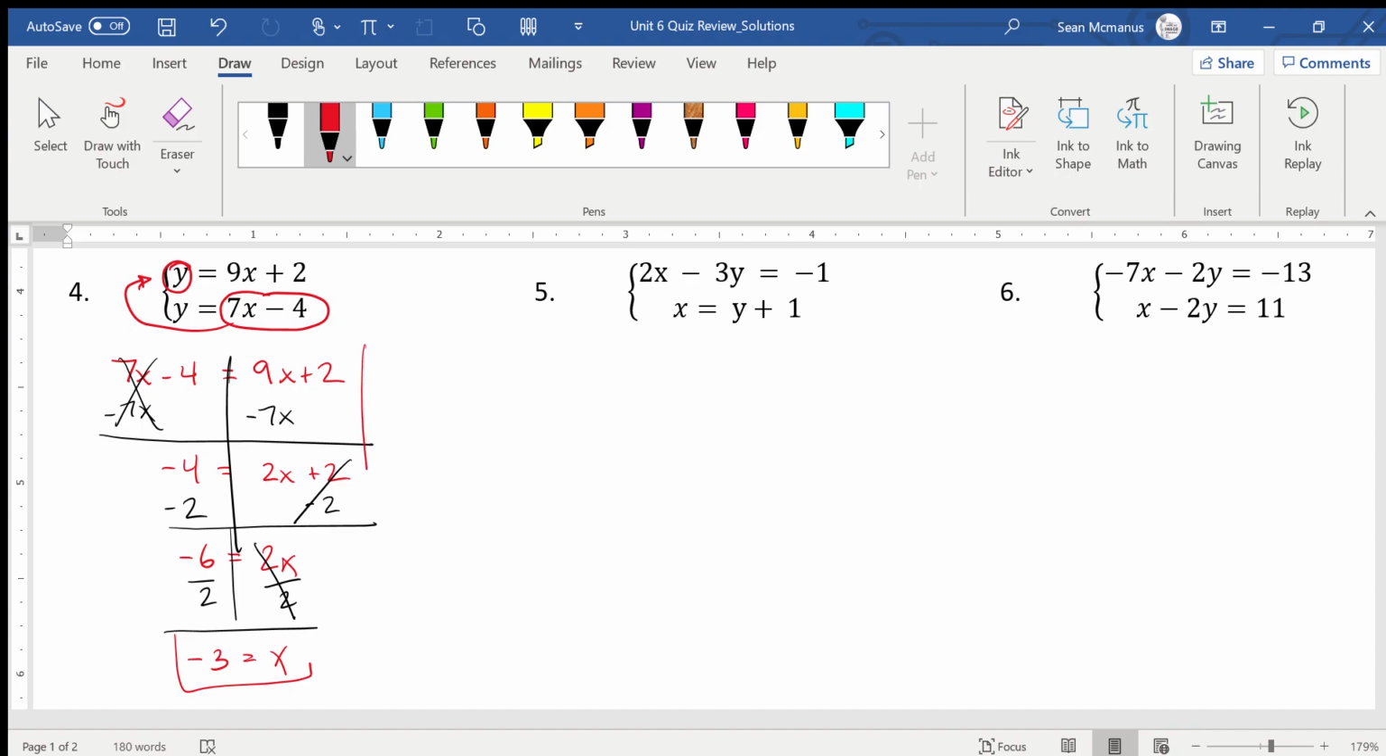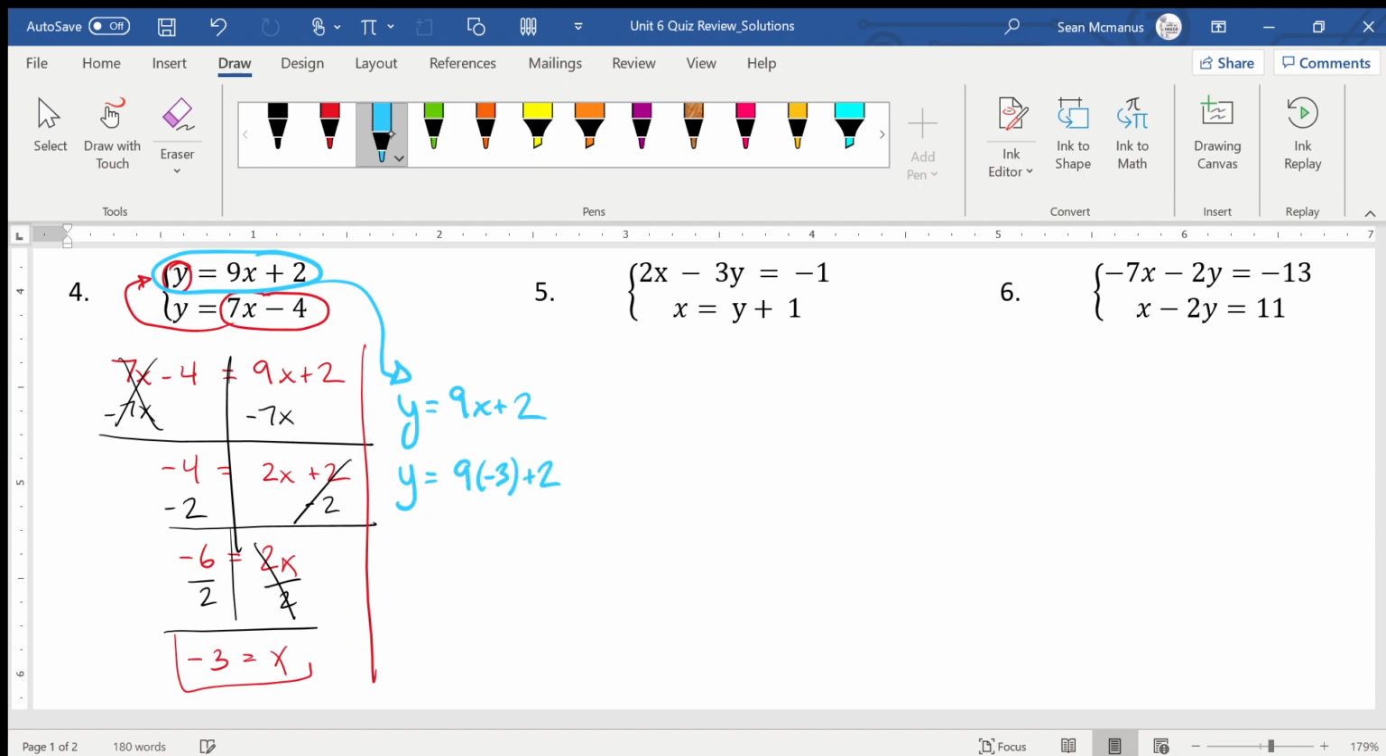Remember, that's only half of my solution. I have to know the x and the y. I'm looking for the point in space where they cross. So now I can take either equation, because remember, this should work for both. I'm just going to choose this one: y equals 9x plus 2. And the x is negative 3, so I'll plug in a negative 3 for the x. Negative 27 plus 2. The y is negative 25. And remember, our best answer is to write it as an ordered pair, so we recognize what it actually is: a point in space.